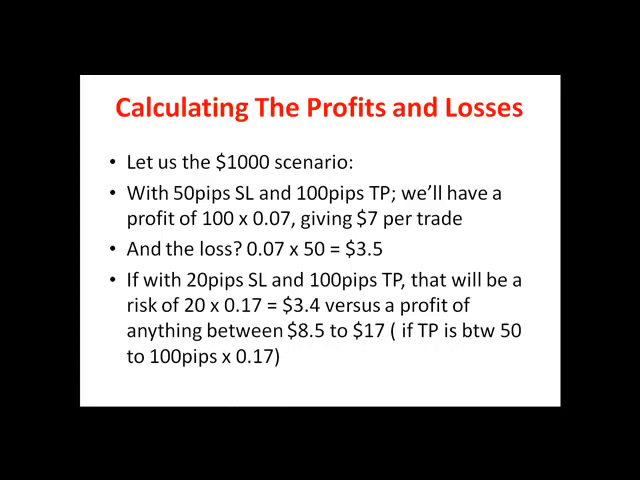And if we have 20 pips SL and 100 pips TP, we'll be having a risk of 17 cents multiplied by 20, giving us $3.4 versus a profit of anything between $8.5 to $17. That is if TP is between 50 to 100 pips on 20 pips SL.